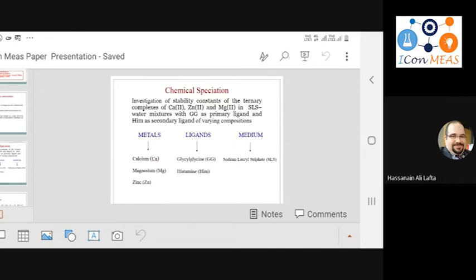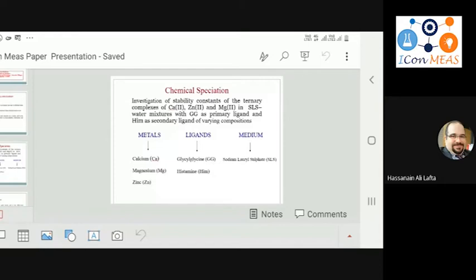In my study, I have investigated the stability constants of the ternary complexes of calcium, zinc, magnesium in SLS water mixtures with glycyl glycine as primary ligand and histamine as a secondary ligand. That means I have taken the metals for the study: calcium, magnesium, zinc. The ligands are those having carboxyl groups and also amino groups. That's why I took the ligands glycyl glycine and histamine.